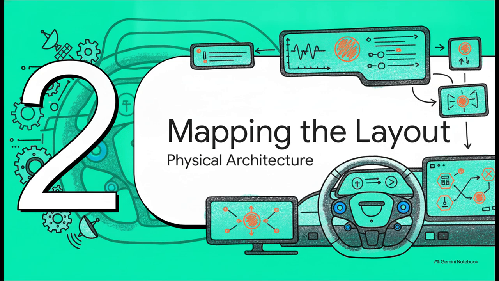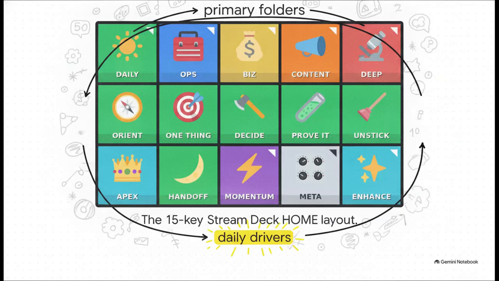Moving on to Section 2, mapping the cockpit layout. To really get how this works in practice, you have to appreciate the sheer elegance of the interface. It's built for a 15-key Stream Deck, housing 7 primary folders across the top and bottom, with those 50 numbered evergreen prompts tucked safely inside. But notice the middle row? Those are your 5 essential daily drivers. They're the commands you use constantly, living right there on the home screen for instant, tactile access.